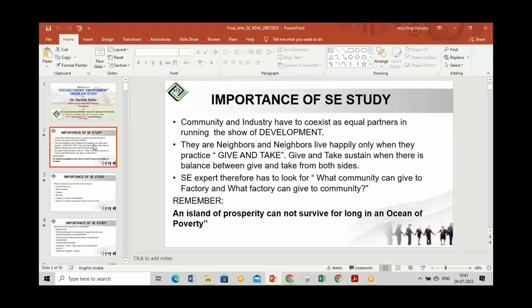A factory is a center of wealth creation. And it is always like an island of prosperity. And please remember, an island of prosperity cannot survive for long in an ocean of poverty. So it is the responsibility of this prosperous organization to take care of the community also around it. Next.